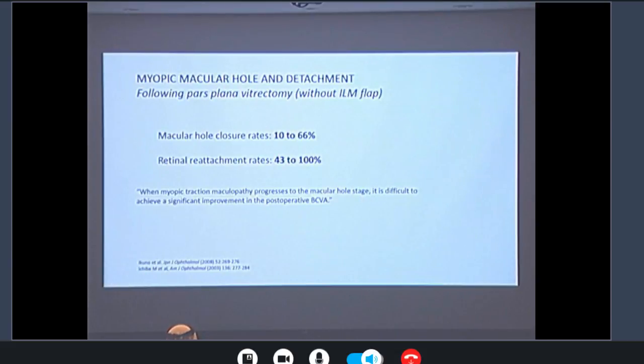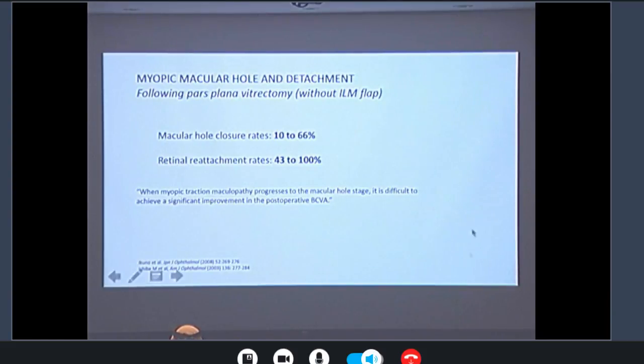So this is what is reported in the literature about myopic macular hole retinal detachment. These are the studies that report the success rate with pars plana vitrectomy without ILM flap. All of you know this type of macular hole is more difficult to treat. The macular hole closure rate varies based on the study in this population between 10 and almost 70%, so there is a huge variation. I think the variation has to do with the surgical technique used. As I told you, there is no real consensus on the technique, and also there is not a well-classified systematic approach to it, especially because of the atrophy component.